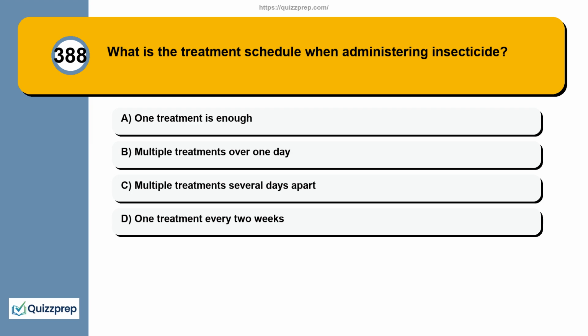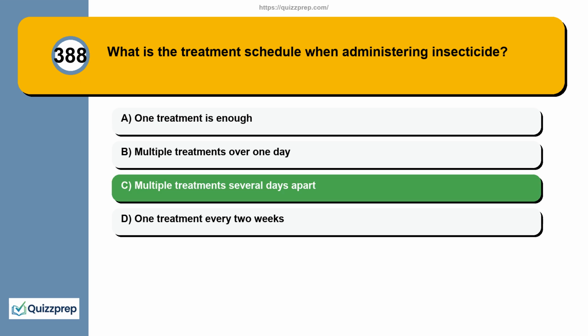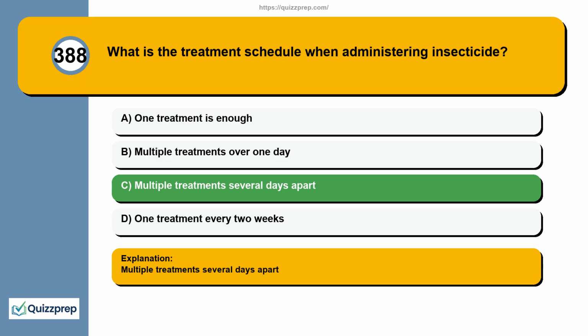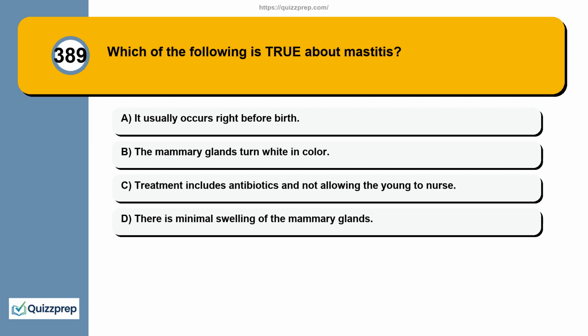Option A, one treatment is enough. Option B, multiple treatments over one day. Option C, multiple treatments several days apart. Option D, one treatment every 2 weeks. The correct answer is option C, multiple treatments several days apart. Question 389. Which of the following is true about mastitis?